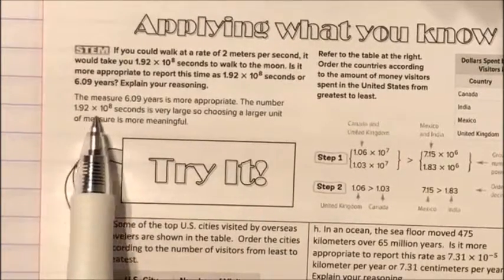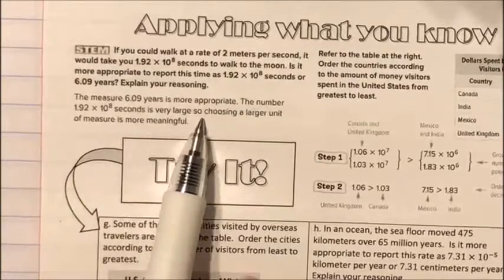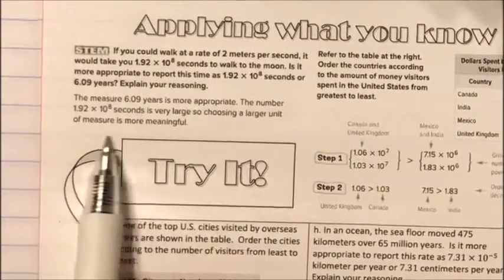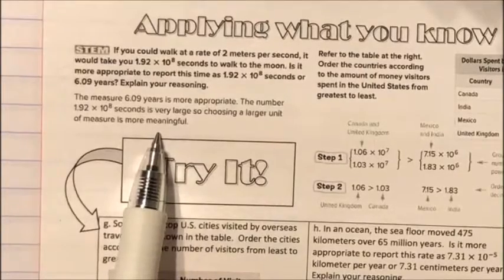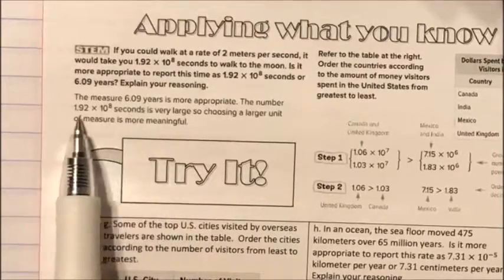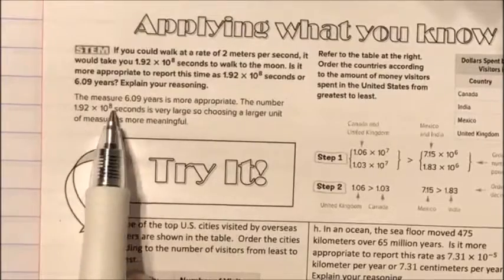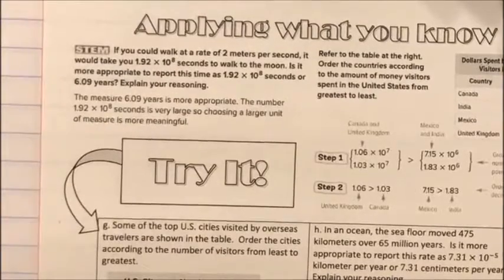The number 1.92 times 10 to the 8th seconds is very large. So choosing a larger unit of measure is more meaningful. So it makes more sense that it's going to take you 6 years to walk to the moon instead of having this number in scientific notation. Okay?